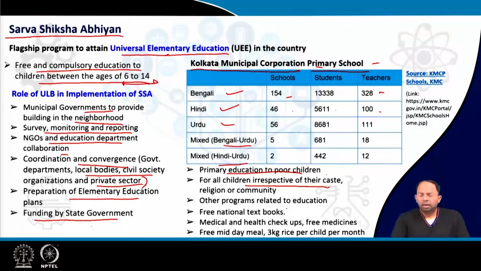So, in addition to education, there are other programs also which are carried on, different activities, trainings and so on. National textbooks are given free of cost, medical and health checkups, free medicines are provided. So, if you remember from the health services, we said that schools also act as health centers. Then free midday meal, 3 kg of rice per child per month. So, provision of nutrition also via schools, this is also being attained.